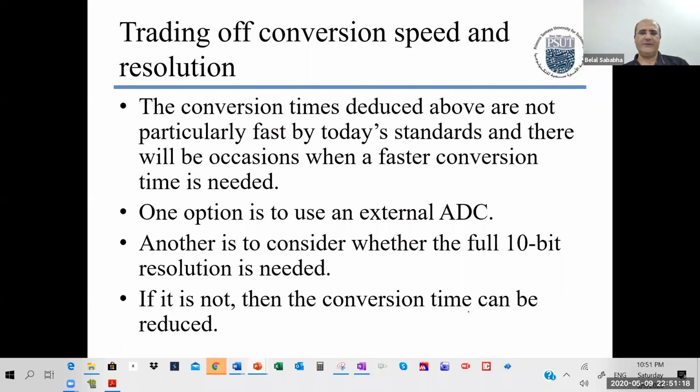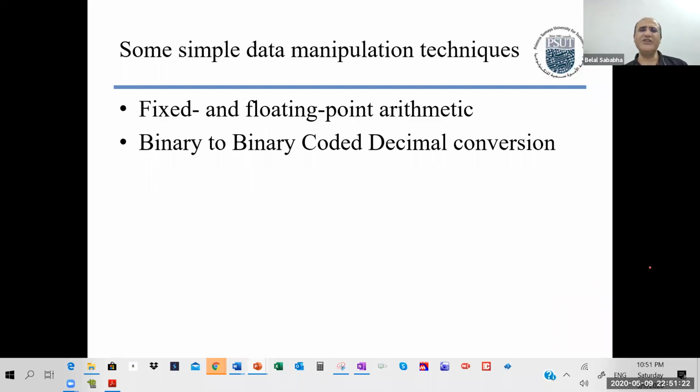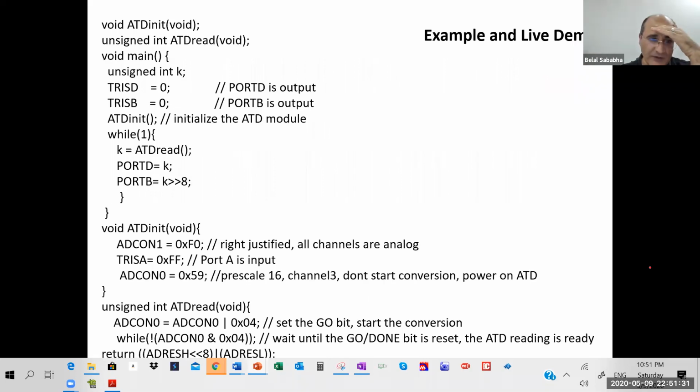Okay, resolution 10 bit. Then we come to the manipulation. Well, you know what? Let me talk about manipulation now, or inside the code. Okay, option.